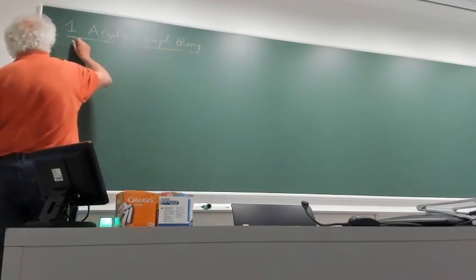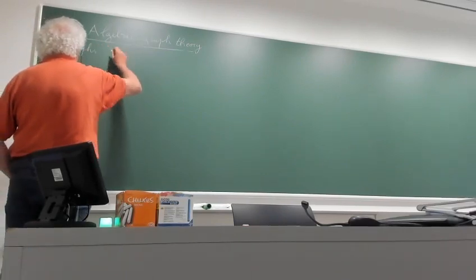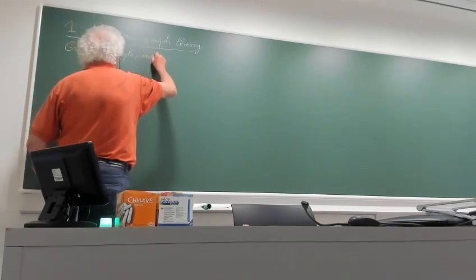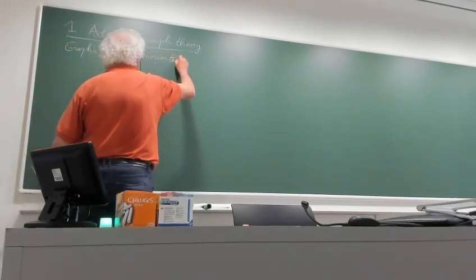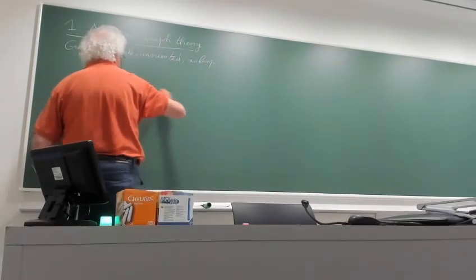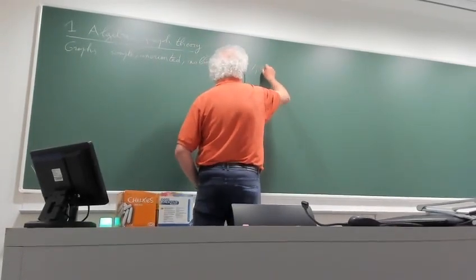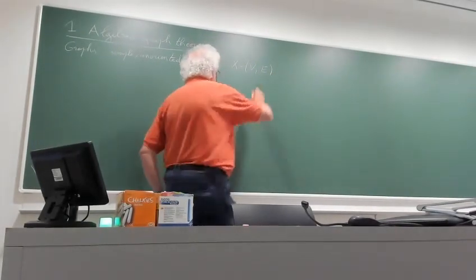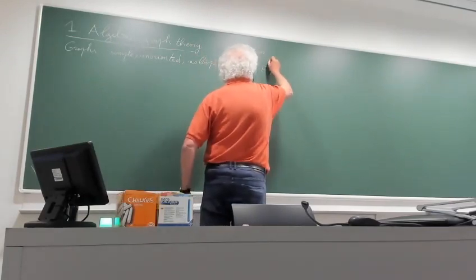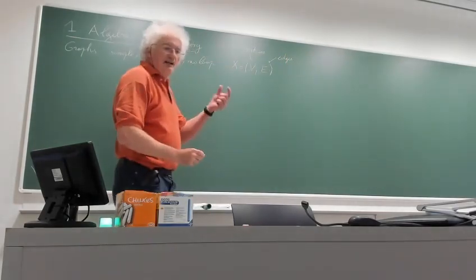So we'll deal with graphs which are simple, unoriented, and with no loop. Such a graph is described by a set of vertices and a set of edges. These are vertices. These are edges. And edges are two-element subsets.